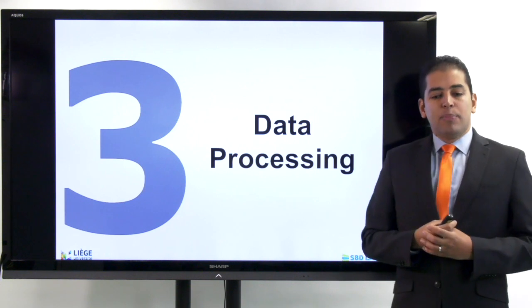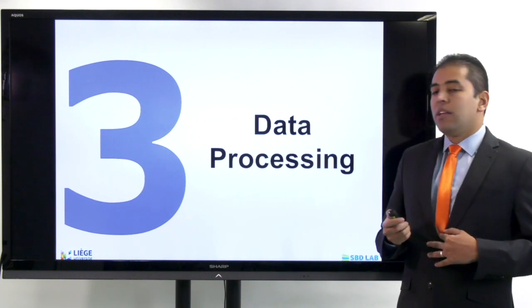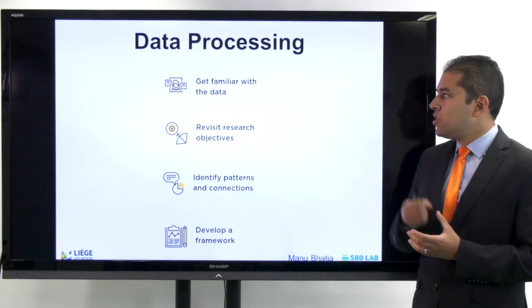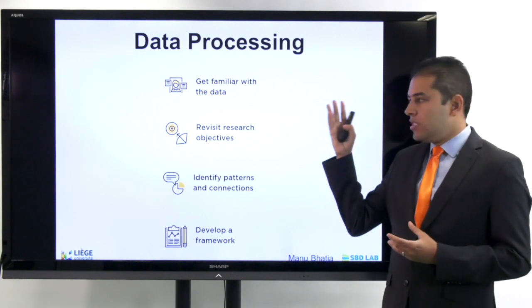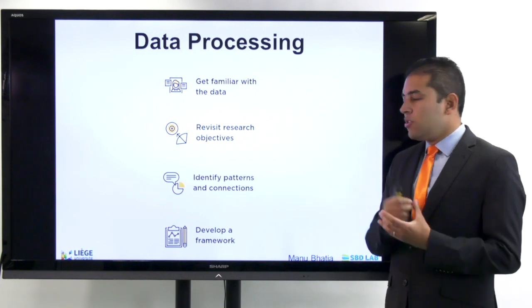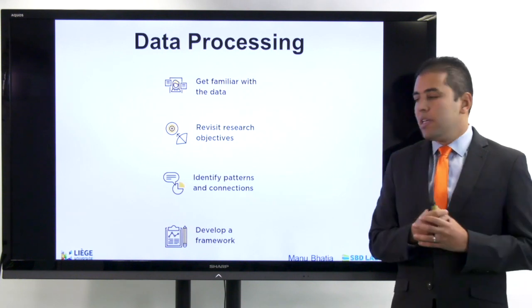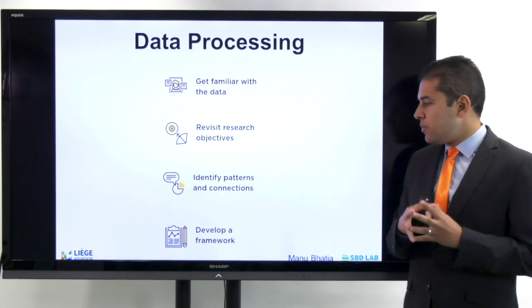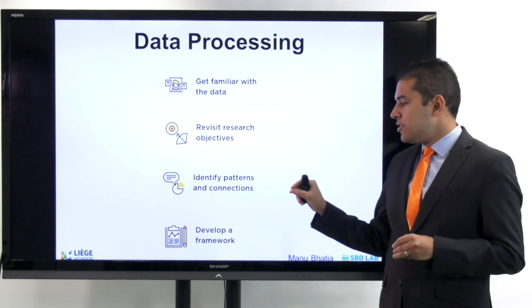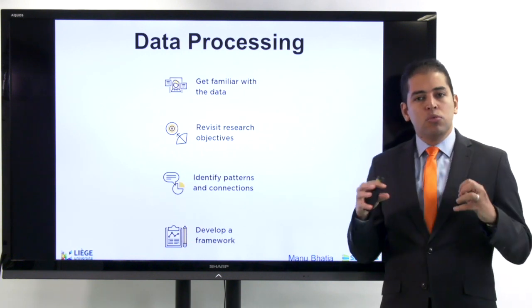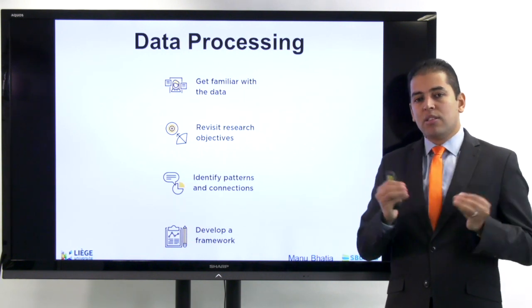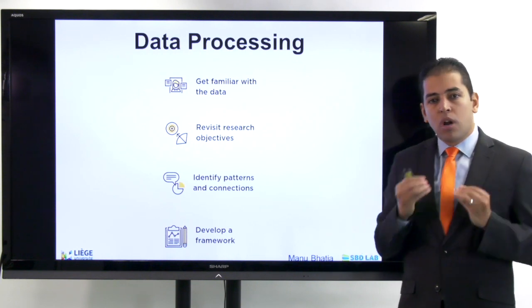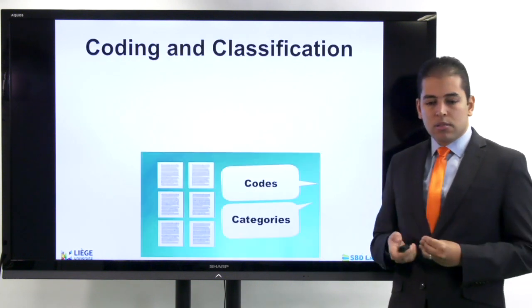Now, how to do the data processing for content analysis? Today, in our modern world, we do it through certain steps. We get familiar first with the data. We revisit the research objectives to make sure that we have a clear question so that we do not get lost in the process. We identify the patterns and the connections, and then we start to develop a framework that synthesizes or summarizes our understanding of our analysis.